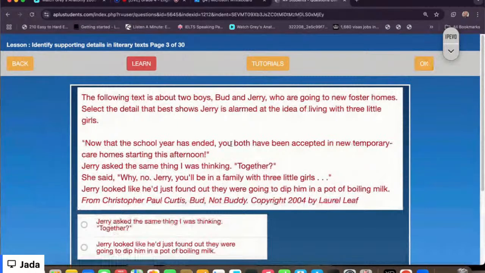The following text is about two boys, Bud and Jerry, who are going to new foster homes. Select the detail that best shows Jerry is alarmed at the idea of living with three little girls. So, which of this is correct here?